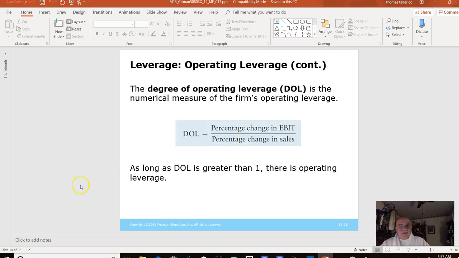All right, so I'm going to stop there, and I'll pick up on this slide over here about the degree of operating leverage. Alrighty.